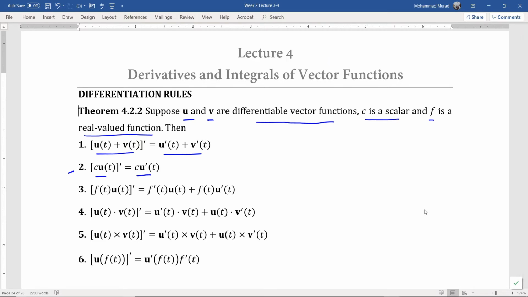3. The derivative of f of t times u of t equals f prime of t times u of t plus f of t times u prime of t. This is similar to a product rule, now applied to the product of a scalar function and a vector function. 4. Similarly, the derivative of u of t dot v of t is equal to u prime of t dot v of t plus u of t dot v prime of t.